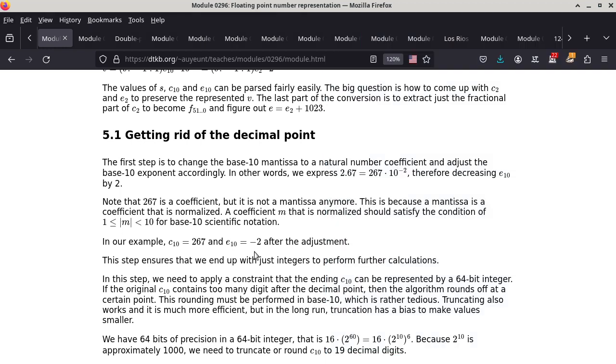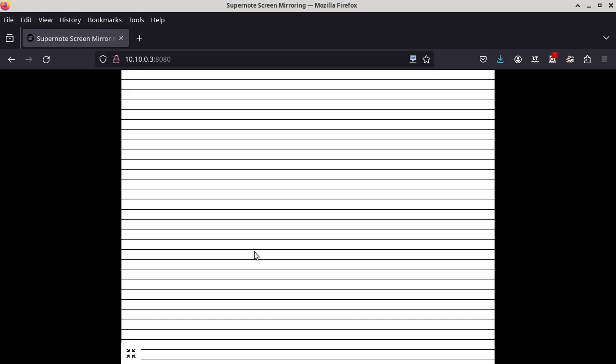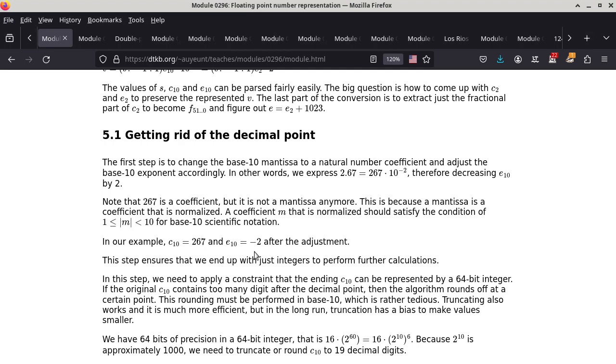Let me switch to the tablet, which is here. What I'm saying is, 2.67, the value that we want to represent, can be represented as 267, which is now an integer, because I want to convert everything into integers, times 10 to the power of negative 2. Negative 2 is an integer too. I can represent negative 2 just fine. Does everybody understand what I mean when I say I don't want to use decimal points, I don't want to use a float or a double, but I still want to be able to represent a value like 2.67? So we good here? All right, cool. And now we switch back to this.